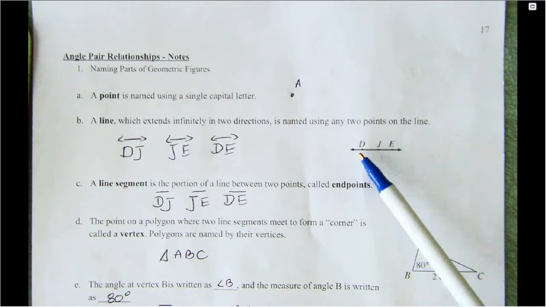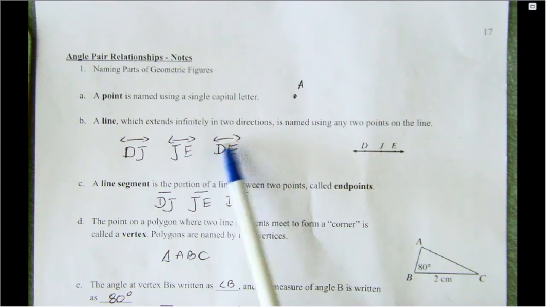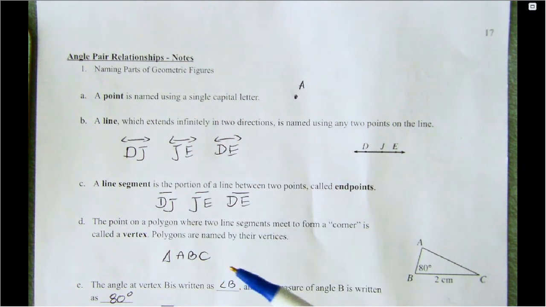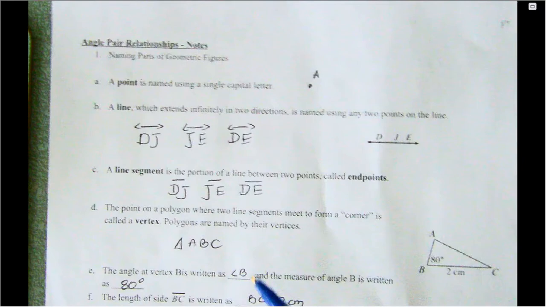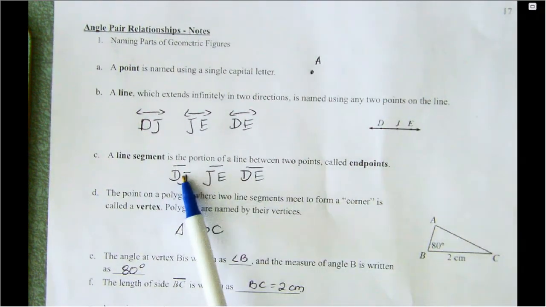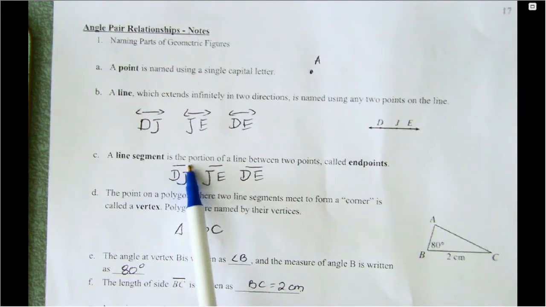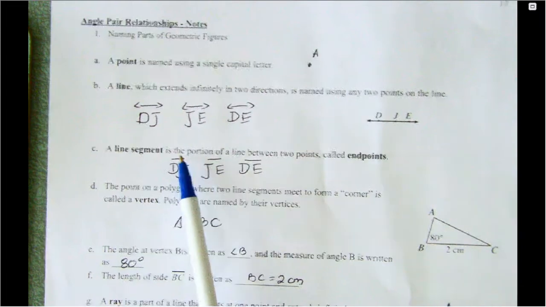DJ, ED, whatever way you want to, but the line has to have a line on the top with the arrows, because that means it's a line. It goes forever. The line segment, on the other hand, has to have endpoints. So if I would call the line segment, I would call it the same as a line, except on the top it would have just a line, no arrows.